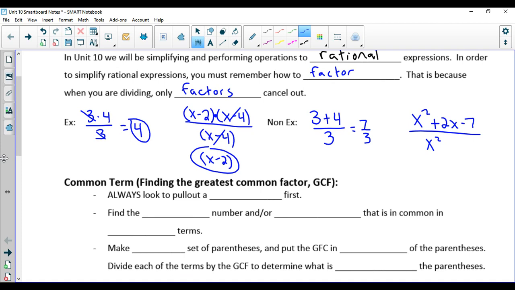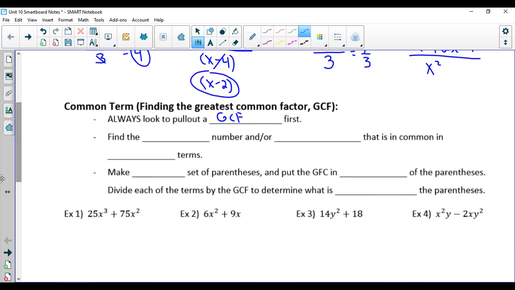All right, so that's the reason why we need to review our factoring. And again, here are our factoring methods. The first thing we always look for is a GCF, or greatest common factor. You always look to pull out a GCF first. When we're looking for a GCF, you want to find the largest number and or variable that is in common in all the terms.